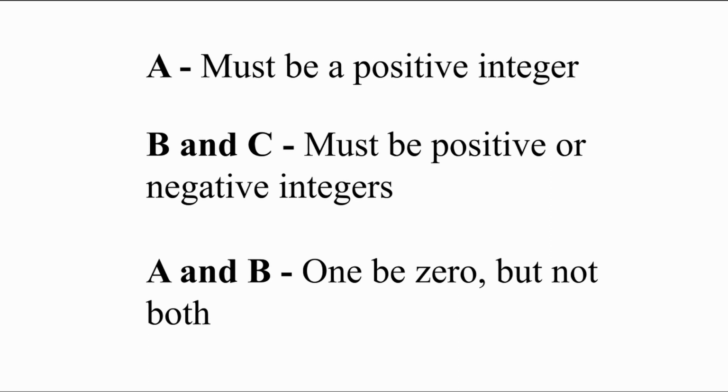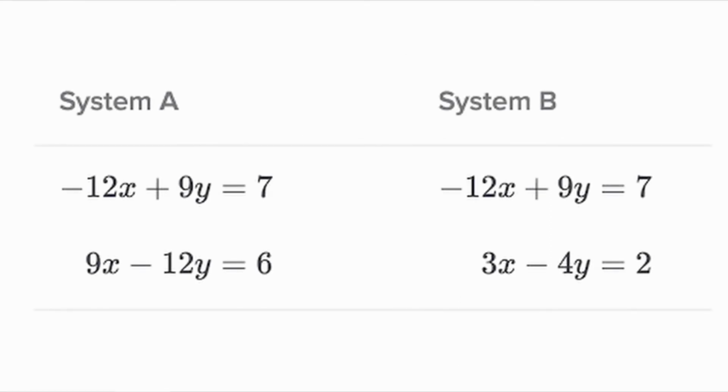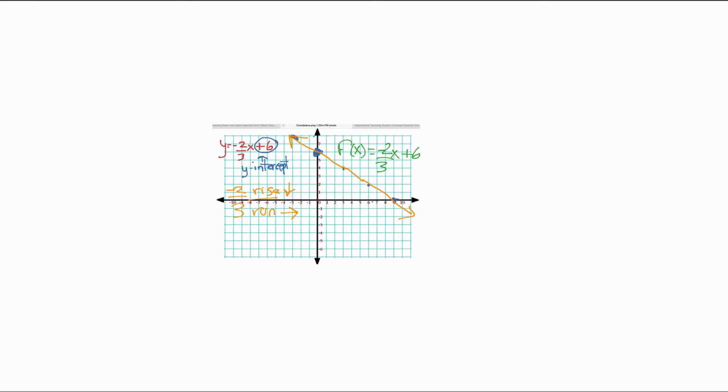Standard form is important when looking at systems of equations. However, you typically rewrite them in slope-intercept when graphing.